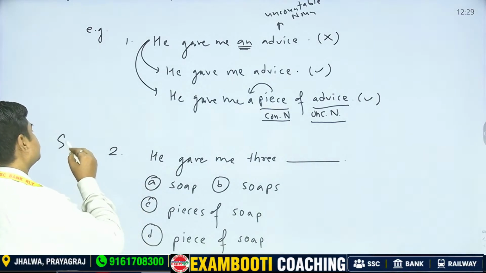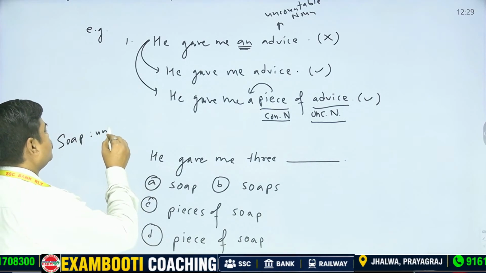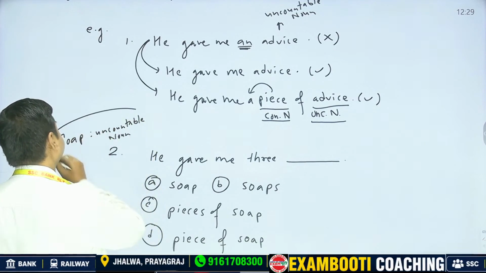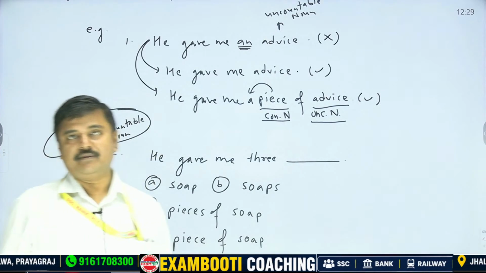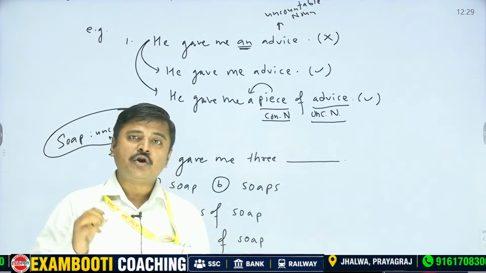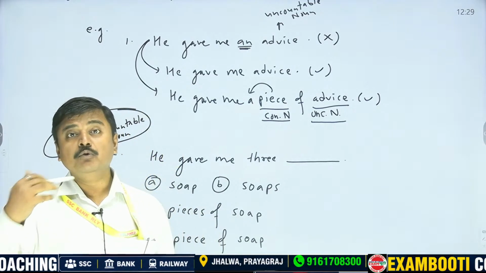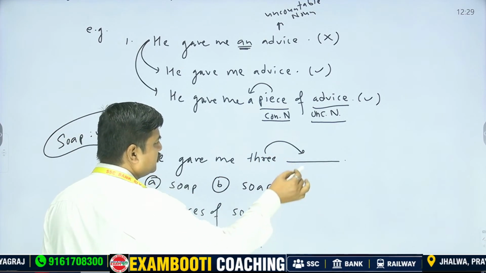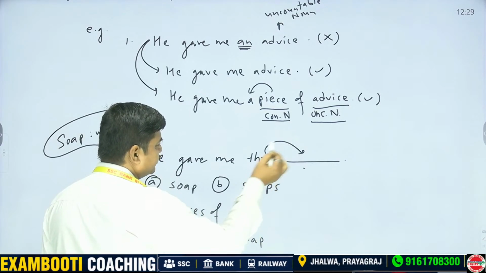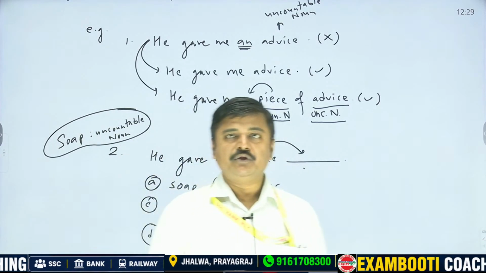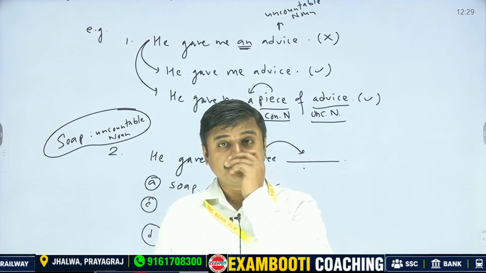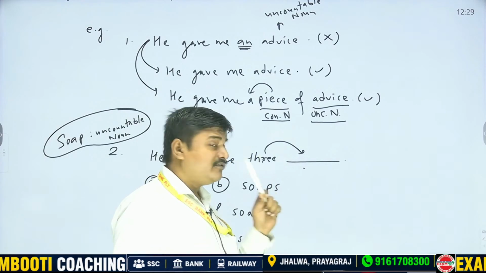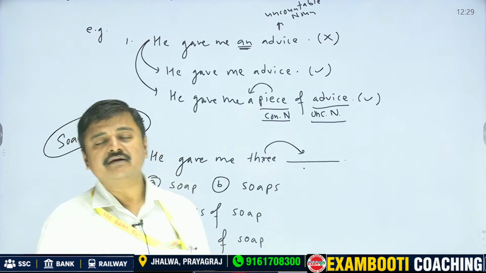Now you know that soap is an uncountable noun. If you don't know, just know it now. Soap is an uncountable noun. It means that you cannot pluralize this. You cannot make a plural of it. But the condition is you have to put it there, and after 3 you need a plural word. This is actually a compulsion. Whatever word you are writing here, it will be plural. Otherwise, the sentence will be incorrect.